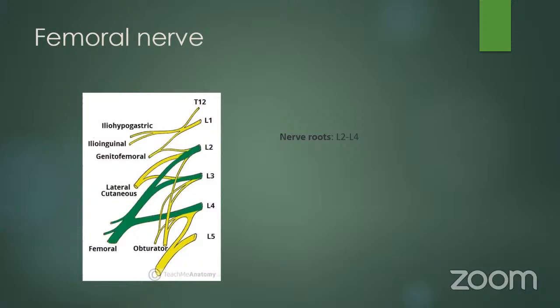Then L1 and L2 together form the lateral cutaneous nerve of the thigh. Then L1, L2 forms the genitofemoral nerve, and L2, L3 forms the lateral femoral cutaneous nerve of the thigh. And then L2, L3, L4 has got two divisions: the ventral division and the dorsal division. Dorsal division forms the femoral nerve, and the ventral division forms the obturator nerve.